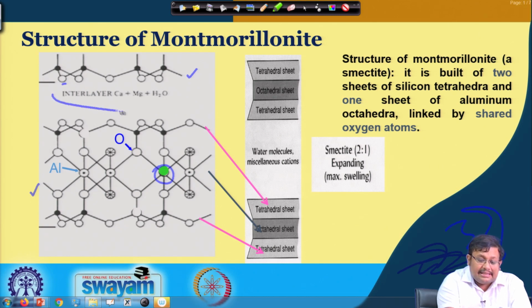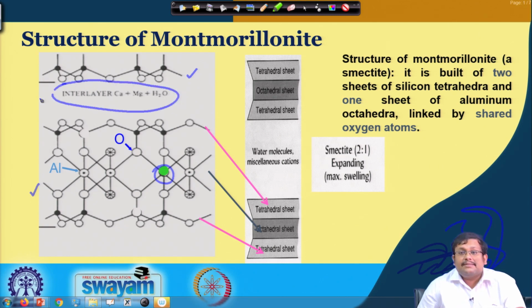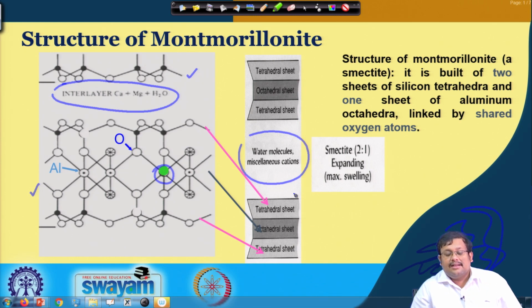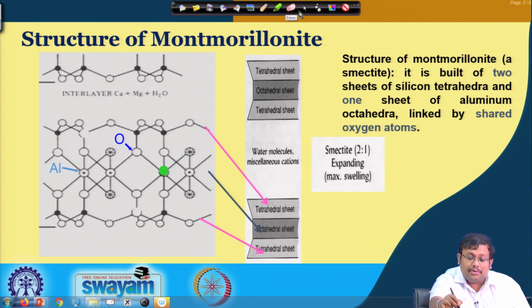interlayer space, this space between two layers, is basically occupied by calcium, magnesium and water. So, miscellaneous cations and water molecules occupy the middle, and as a result there is a large gap between the two adjacent layers, and that is why it shows high or maximum swelling. Okay. So, I hope this is now clear to you.